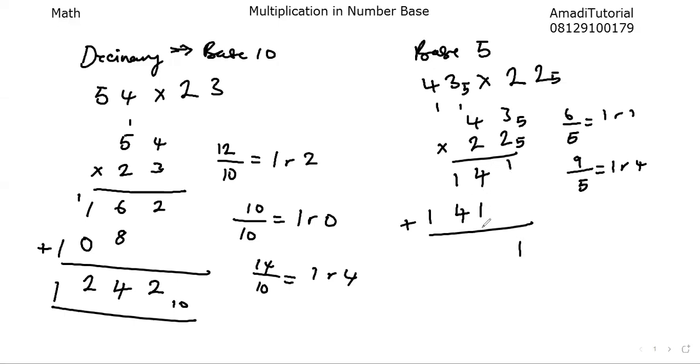4 plus 1 is 5. It's up to the base. 5 over 5 means 1 remainder 0. So you write 0, carry 1. Another 1 plus 4 is 5, plus the 1 you carried, 6. 6 over 5 will be 1 remainder 1. You write the remainder 1 and carry 1. So what is left here is just 1. 1 plus 1 is 2. Base 5. Pretty simple, right?